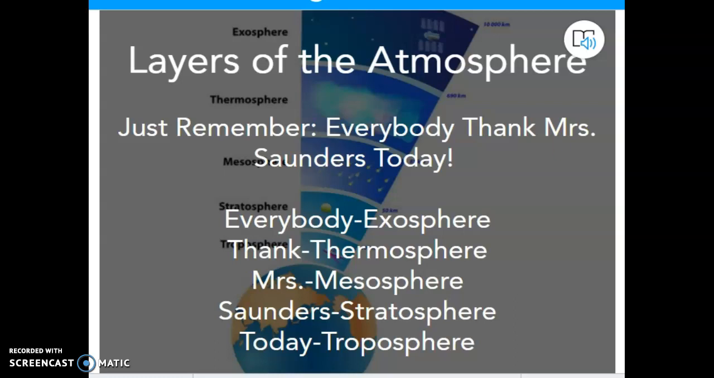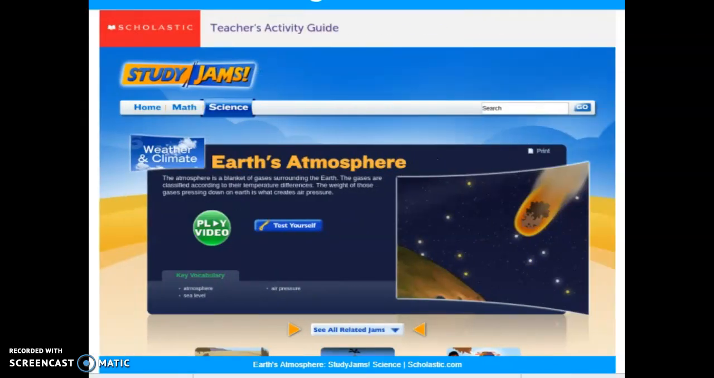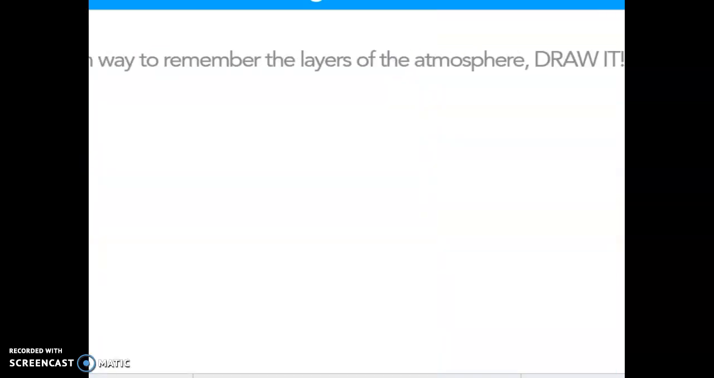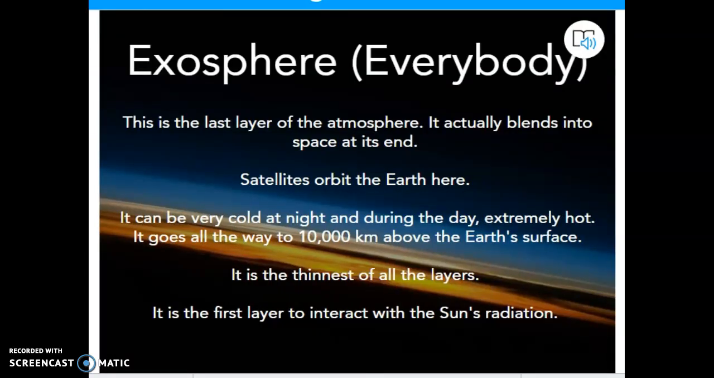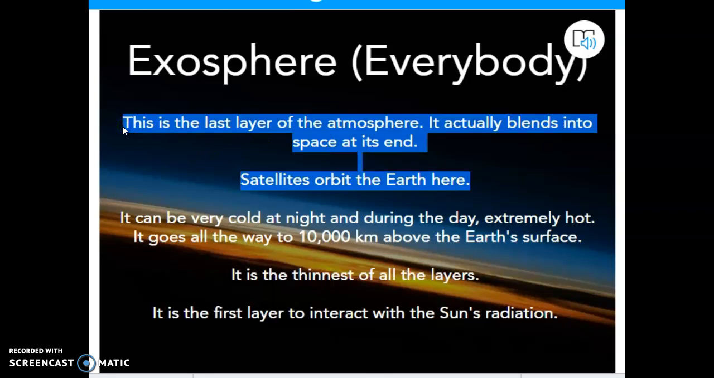Let's think about these different layers, because they all have something very special. You will have to take time to watch the videos in here, so I can't show those on my own video. And you will have to do the draw it on your own. And exosphere. What is important about the exosphere? Well, it's probably just this top portion is what I would take notes on. It is the last layer of the atmosphere. It's the first thing to interact with the sun's radiation. There's that word already from the last topic that we covered, radiation. It is the thinnest of all layers, but it kind of blends into space.